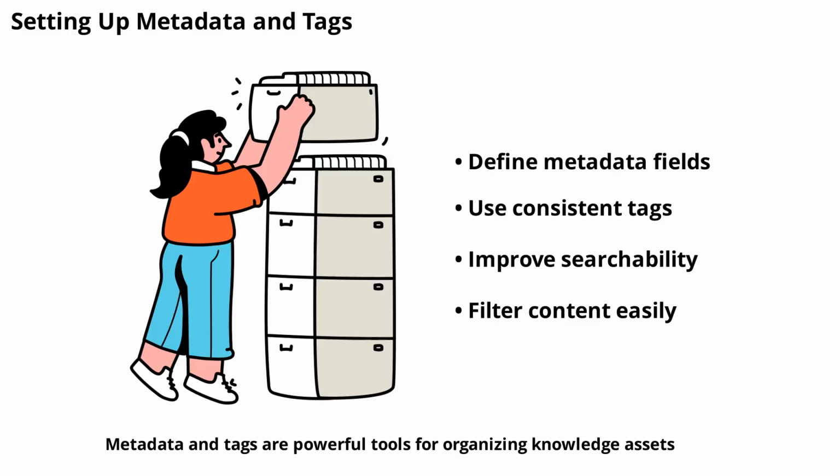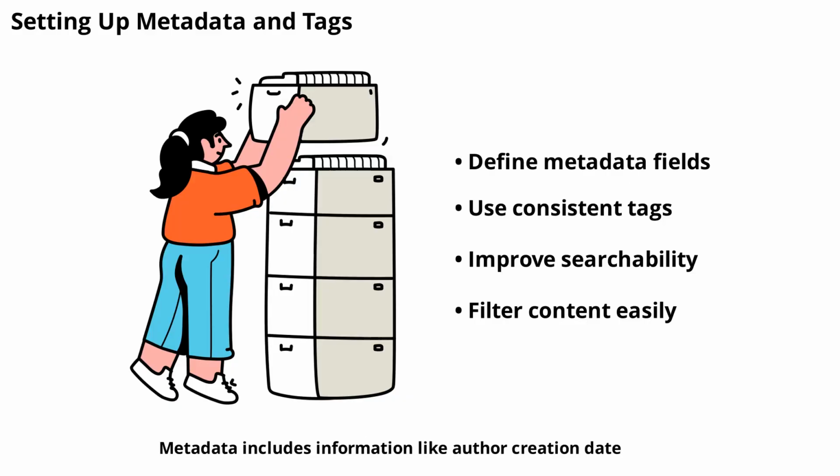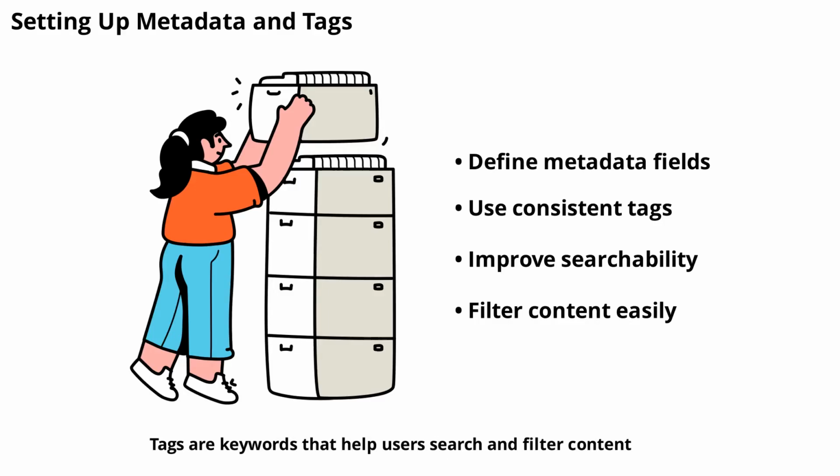Metadata and tags are powerful tools for organizing knowledge assets. Metadata includes information like author, creation date, and document type. Tags are keywords that help users search and filter content. When setting up your software, define standard metadata fields and encourage consistent tagging. This will make it much easier to locate specific knowledge assets later. Next, we'll move on to importing your assets into the software.